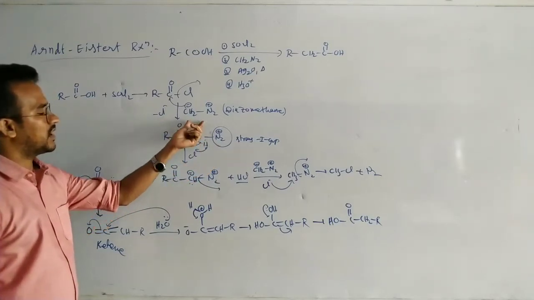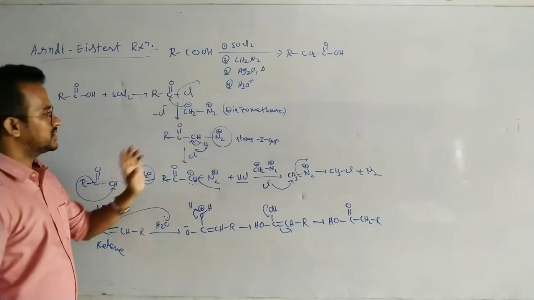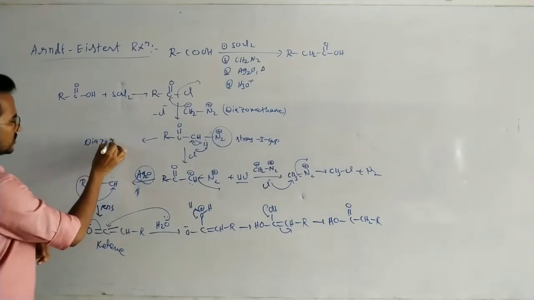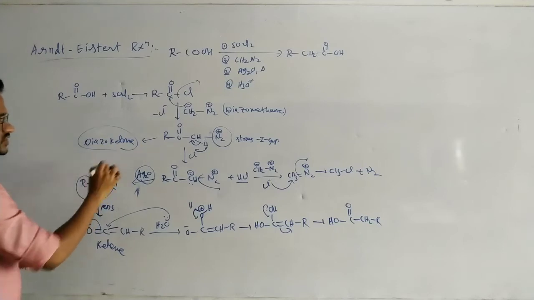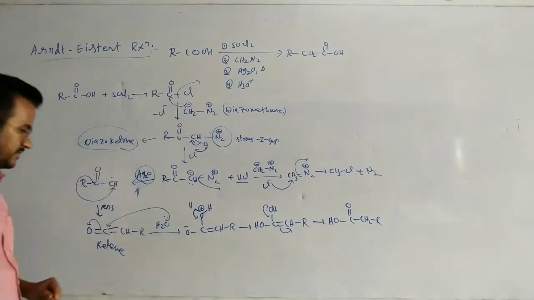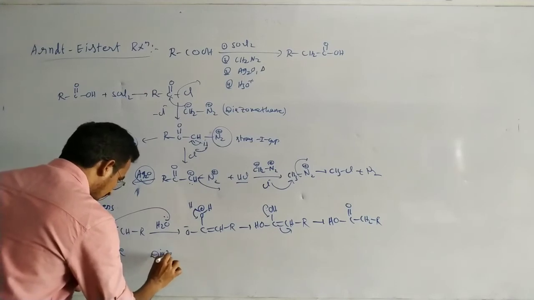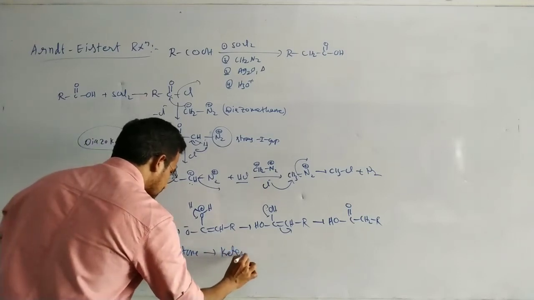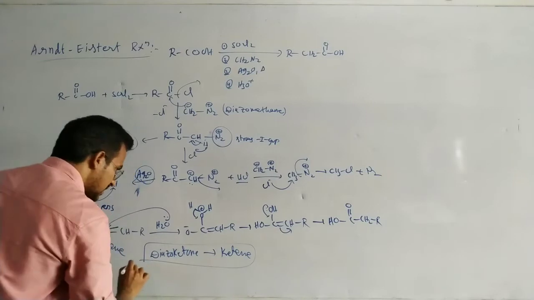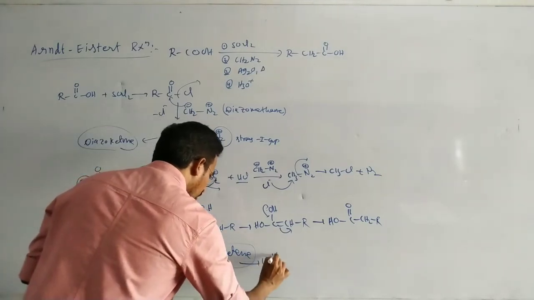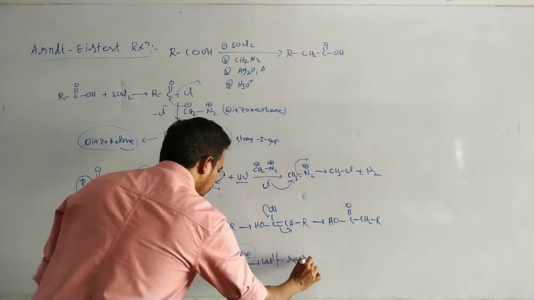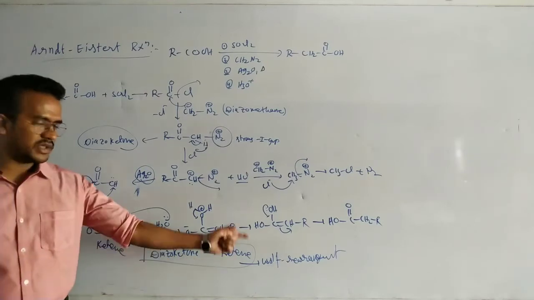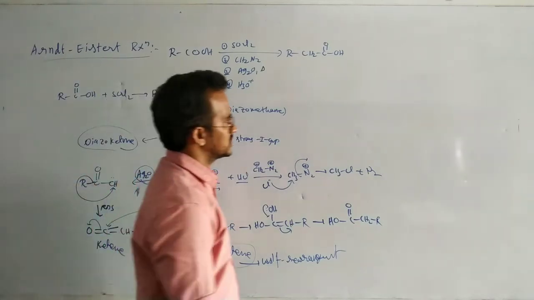After the acid halide is treated with diazomethane, this compound is known as a diazoketone. Here the diazoketone is converted to ketene. Conversion of diazoketone to ketene is known as the Wolff rearrangement. So that is the reaction.